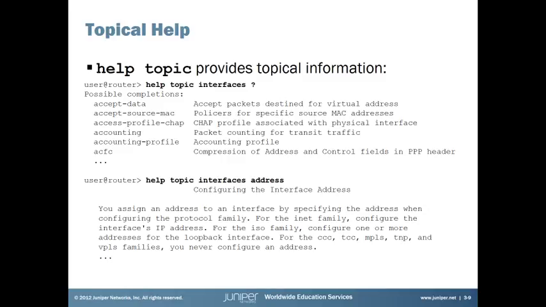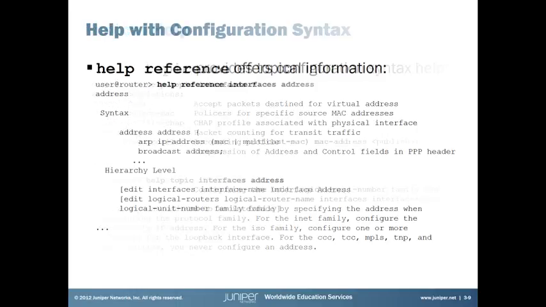Just say I type help topic interface addresses. Then what I get is this information here which says you assign an address to an interface by specifying the address when configuring the protocol family. For the INET family, configure the interface's IP address. And it goes on and explains in great detail about that particular topic. So this is all built into the operating system. That's all there, so you can go in and find out lots of information about any particular topic.